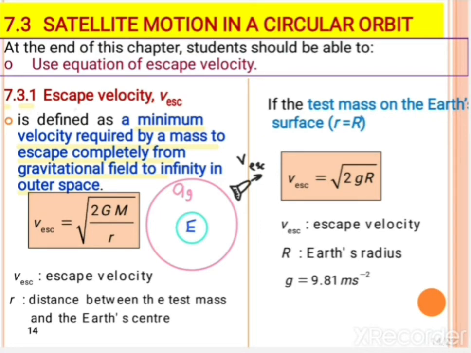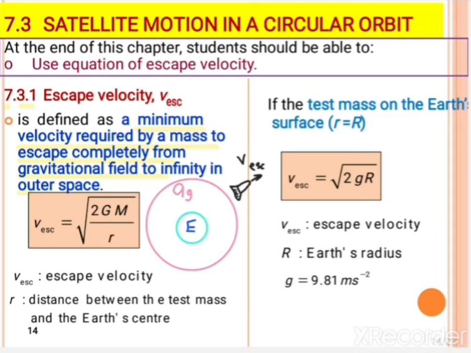7.3.1 is escape velocity. What does it mean, escape velocity? It is the minimum velocity required by a mass to escape completely from a gravitational field to infinity in outer space. Okay, look at this picture. This rocket wants to escape completely from Earth's gravitational field. So this rocket needs high velocity to escape completely.